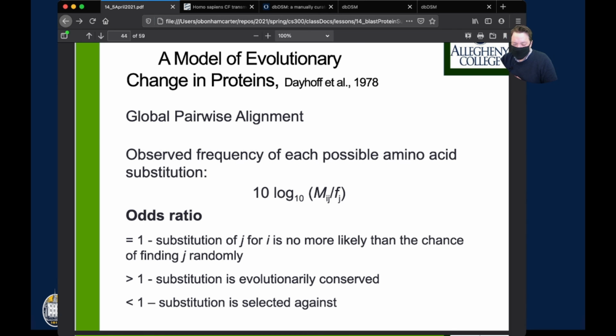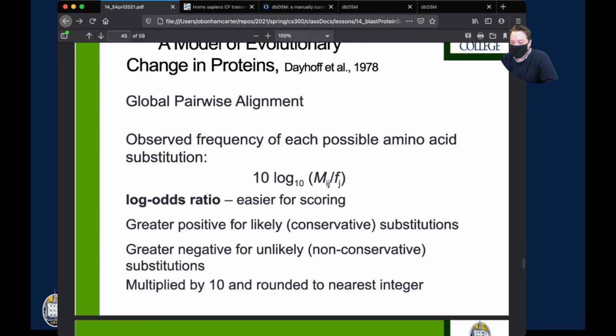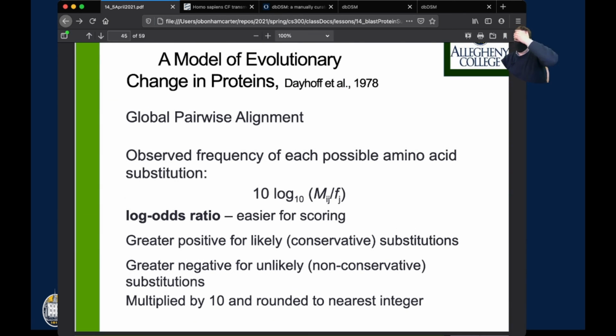However, if I find that the number I get out of this equation is less than 1, a small number like 0 point something, then it's probably lethal. It's being selected against. That means it's not doing any favors for the organism. And so you have these different types of checks you can use to see whether these substitutions are actually making any difference.